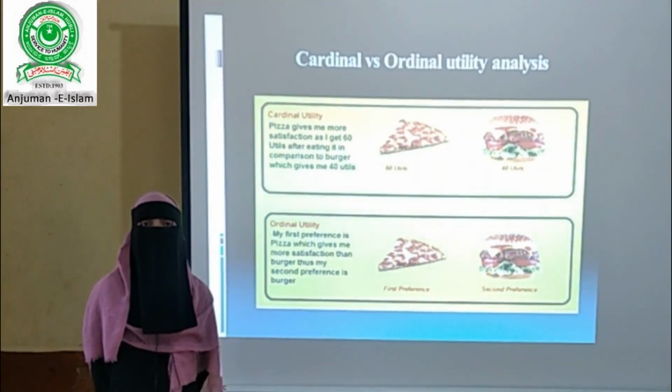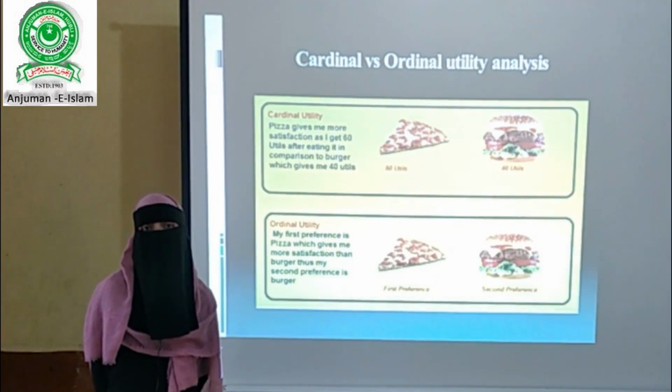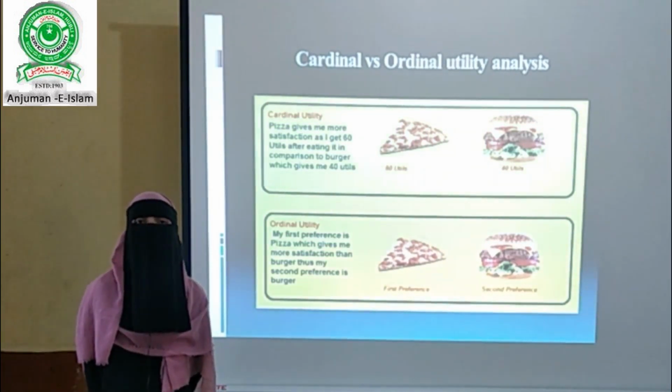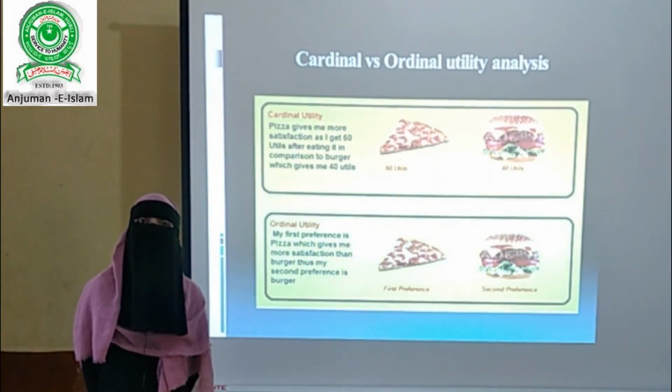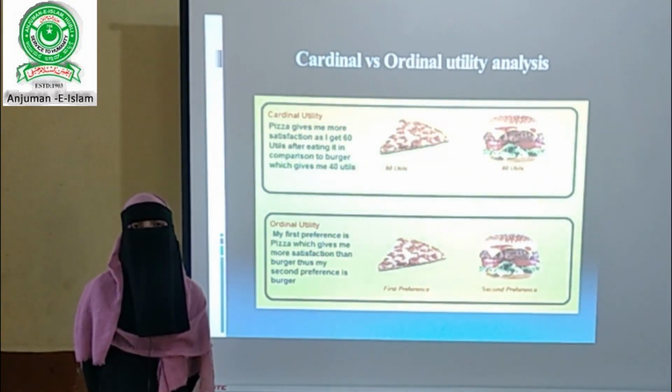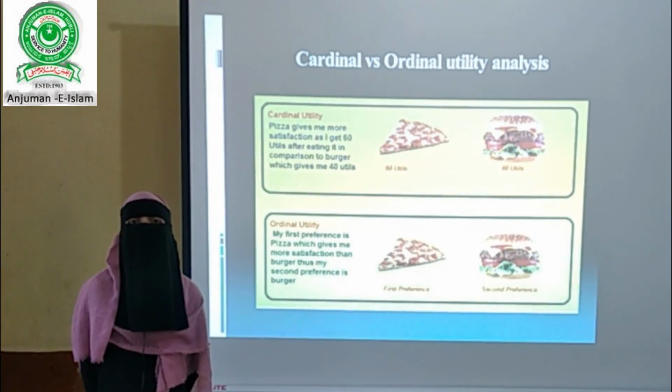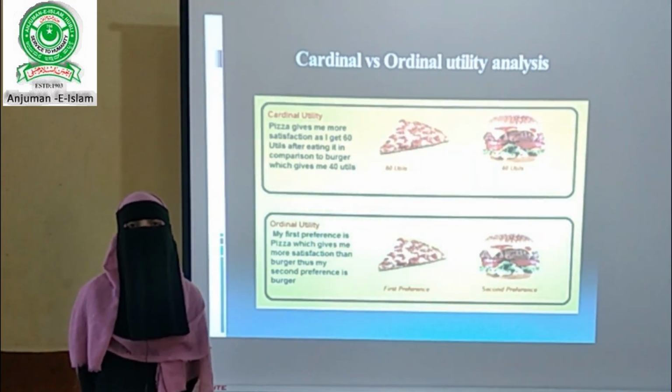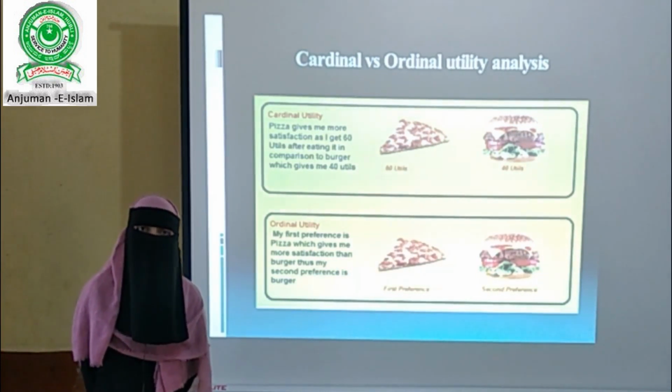So dear students, the cardinal utility approach which we studied in the last video is very easy to understand, but it suffers from major drawbacks. So here is one question for you. Cardinal utility analysis says that utility can be measured in numbers. In real life, do we really do so? Do we really measure our utility or satisfaction in numbers?